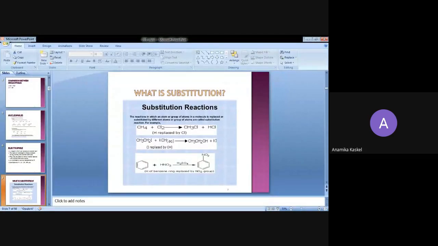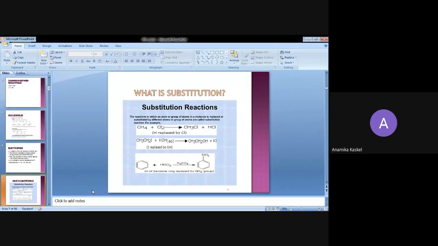Give an example of the nucleophilic substitution reaction from the slide. Which one is nucleophilic substitution? I'm just going through the slide. Second one, because OH minus, this is the nucleophile, is substituted. Negative charge, it is substituted.